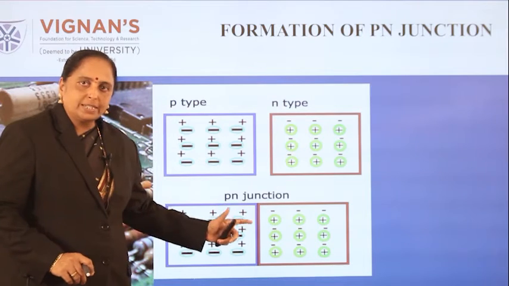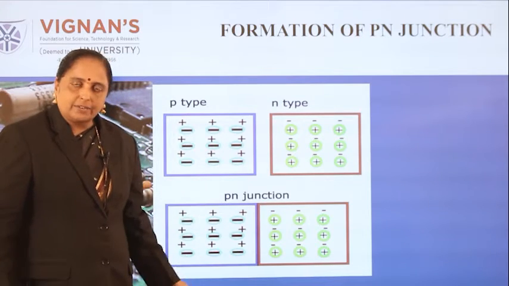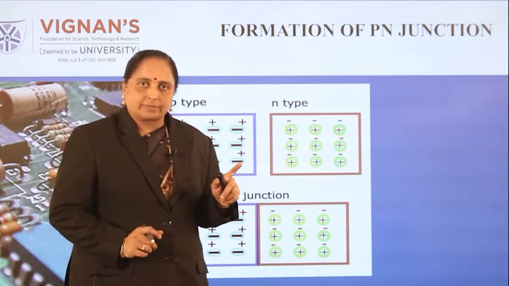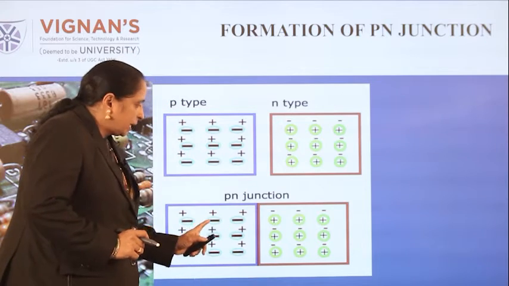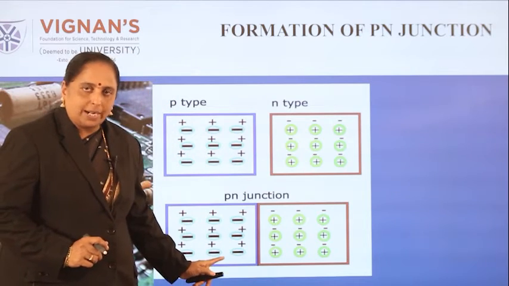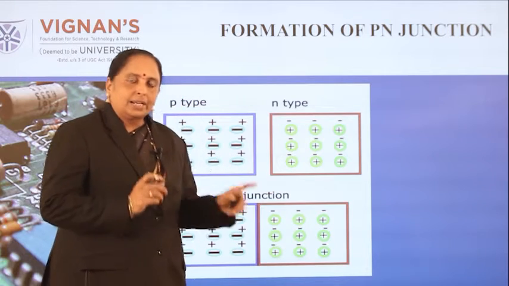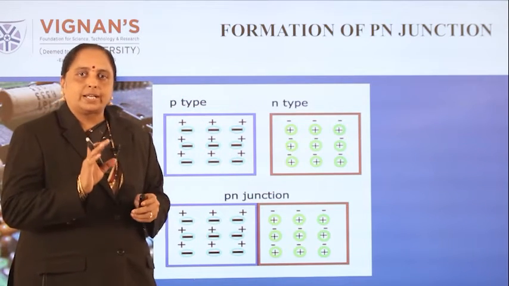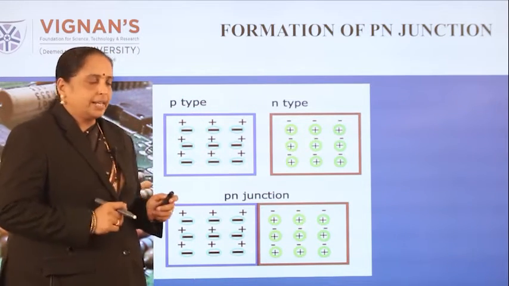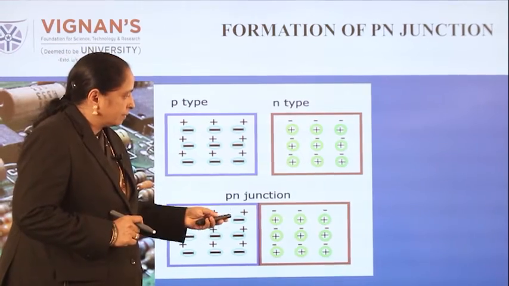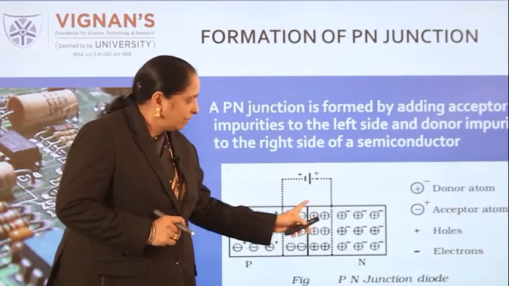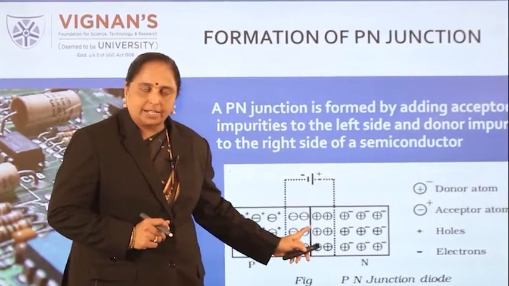Suppose the same PN junction diode is connected with a forward bias. That means if the P material is connected to the positive terminal of the battery and the N material is connected to the negative terminal of the battery, it is considered a forward biased condition. In that case, a barrier will be formed in between the junction.